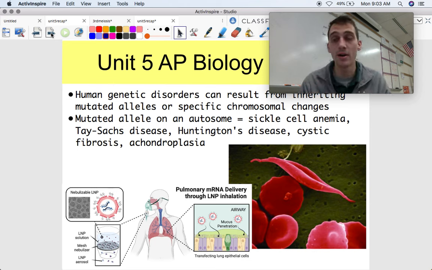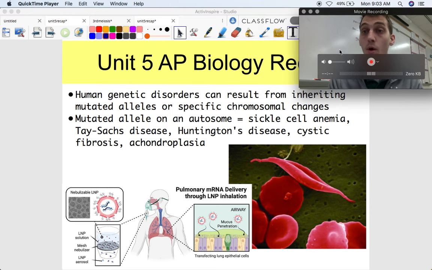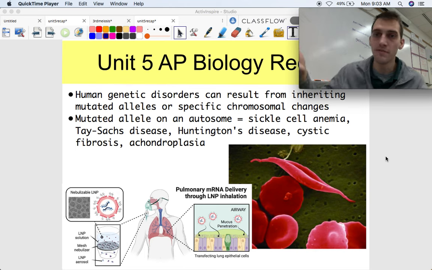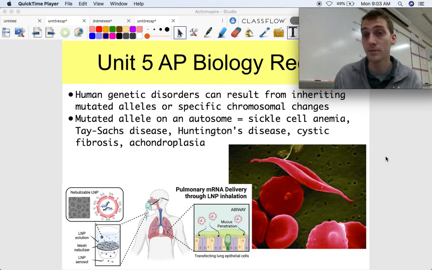Okay, so the last part of 5.6 is about genetic diseases, how they're inherited, and how you can inherit different traits. And we're going to talk about one particular having to do with chromosomal inheritance in a second. But as I put here, human genetic disorders can result from inherited mutated alleles or specific chromosomal changes. Like for example, a dominant or recessive allele might determine a faulty trait, might result in a mutation in a chromosome, or excuse me, in a gene, and then result in a faulty or perhaps altered protein.